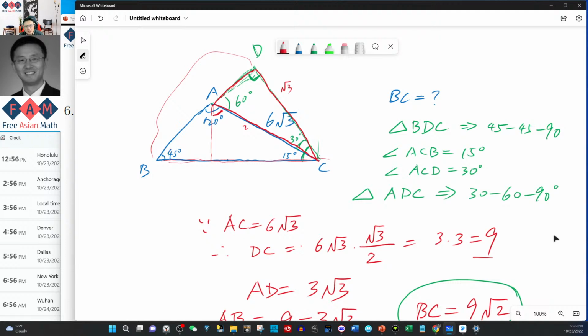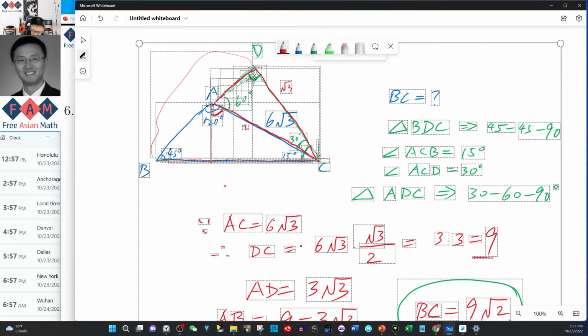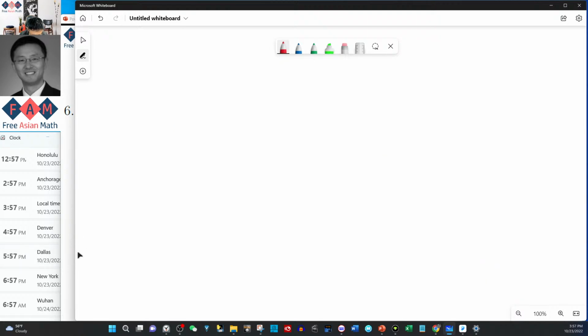This type of reasoning and logical thinking is very important in any mathematical problem, but particularly geometry gives you a very fertile field for you to develop and nurture this type of skills. Okay? Very important. Okay, let's talk about the next problem.